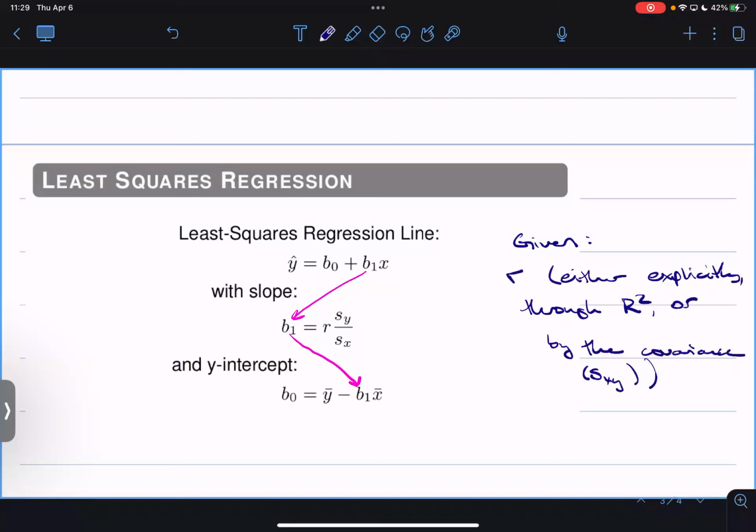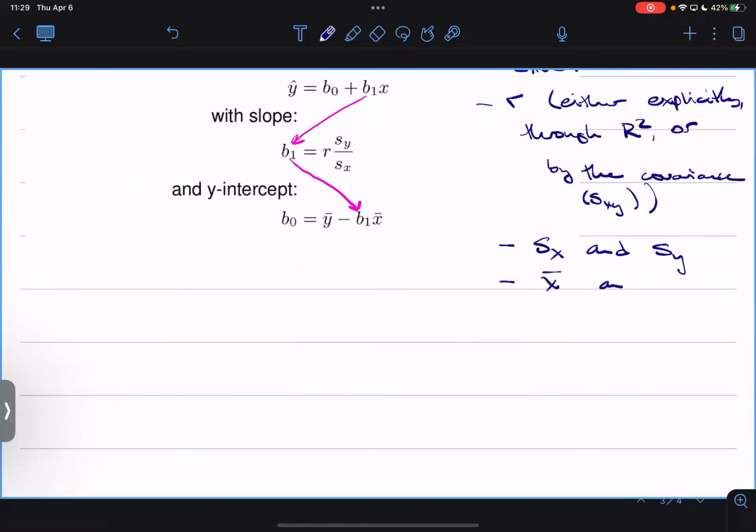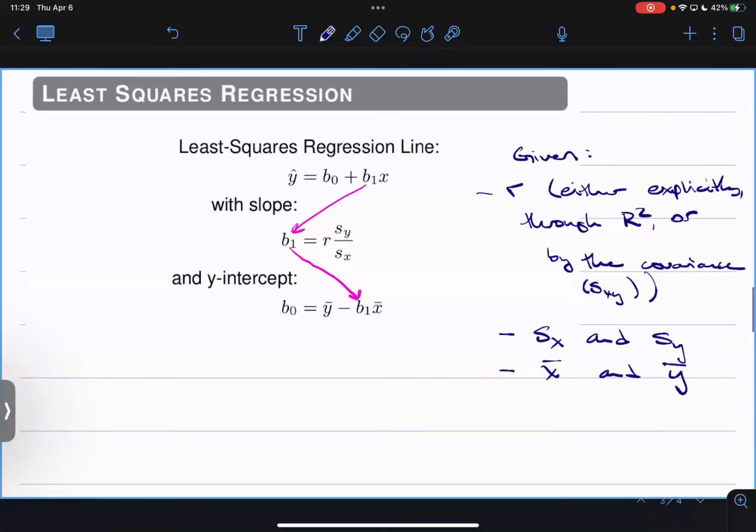So one way or another, you're going to have the correlation, lots of different options here. You're given the correlation, you're given Sx and Sy, the standard deviation of X and the standard deviation of Y. And the last two things that you need are the mean of X and the mean of Y, the sample mean of X and the sample mean of Y.